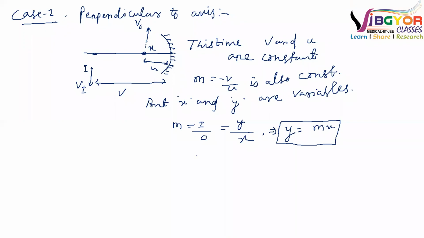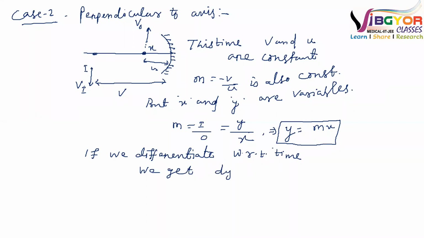So if we differentiate both with respect to time, we get dy/dt is equal to m times dx/dt.